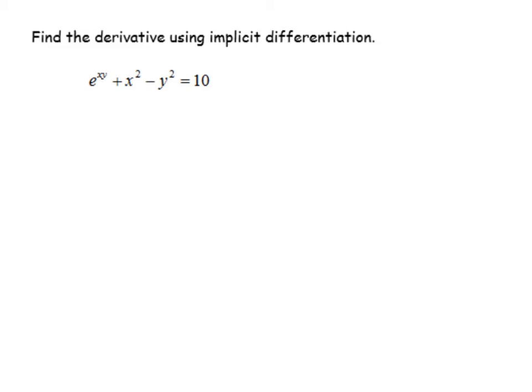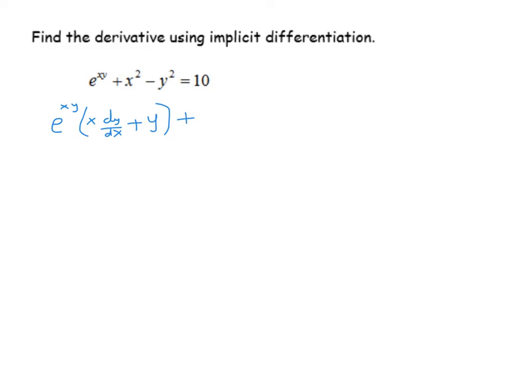Okay, on the next example, we're going to find the derivative using implicit differentiation. So we're going to start left to right, taking the derivative as we go. So I have e^(xy). I know that's going to be e^(xy) times the derivative of the exponent, which is the product rule. So I have first, which is x, times the derivative of the second, dy/dx, plus the second times the derivative of the first, which is 1.